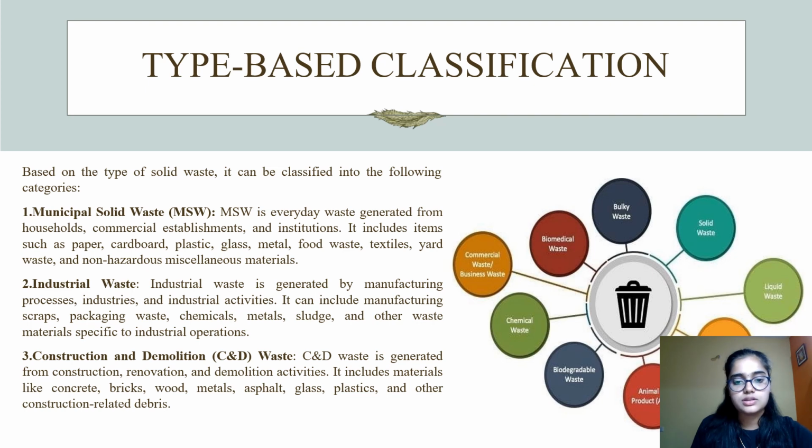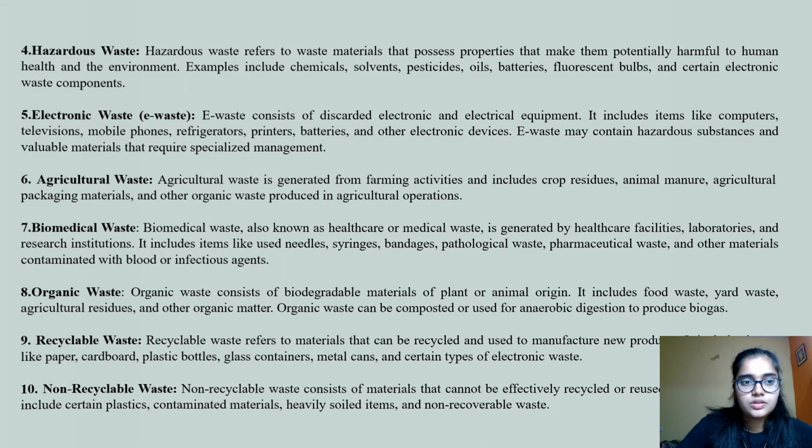Third is construction and demolition waste. It is generated from construction, renovation, and demolition activities, which includes metals, glass, plastic, and other construction related debris. Fourth is hazardous waste. Hazardous waste refers to waste materials that possess properties that make them potentially harmful to human health and environment, which includes chemicals, solvents, pesticides, oils, batteries, and certain electronic waste components.